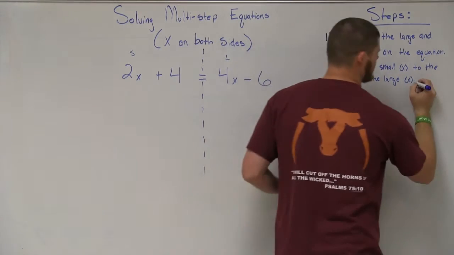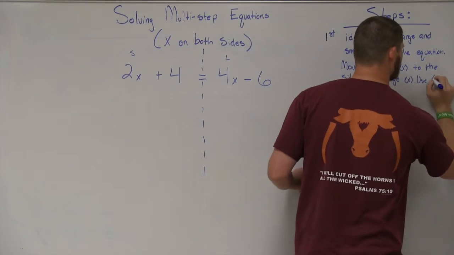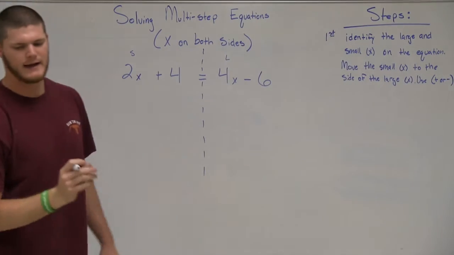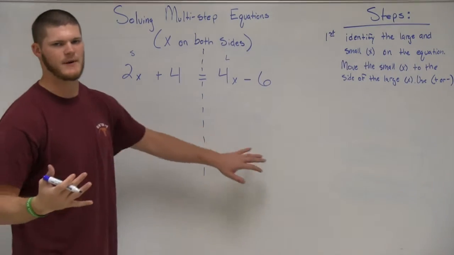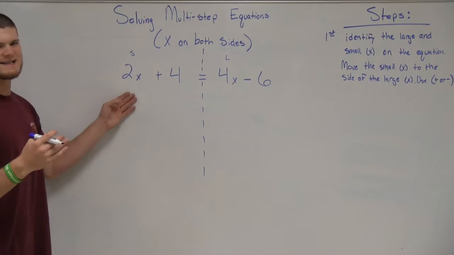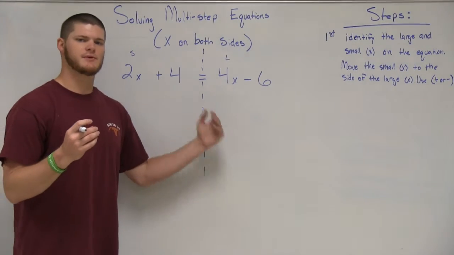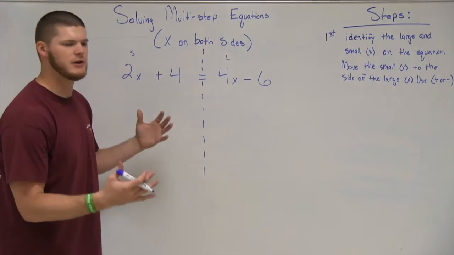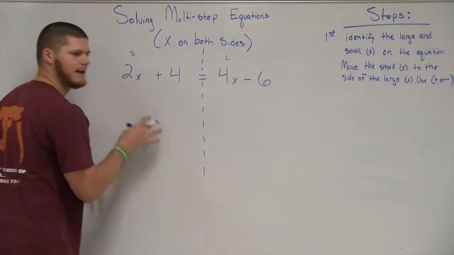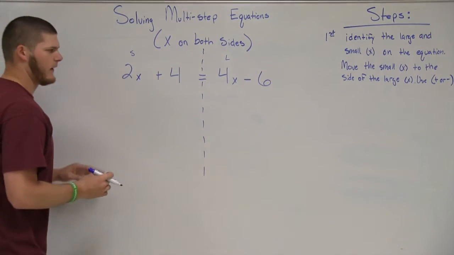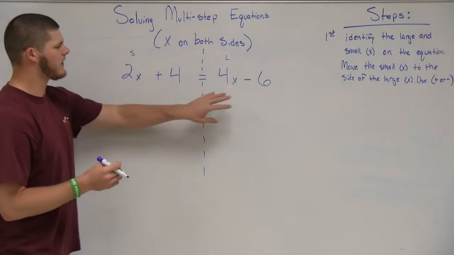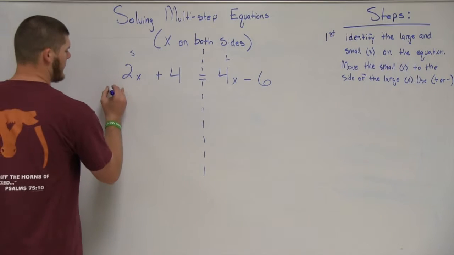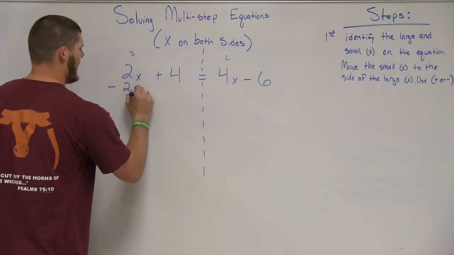And to do this, we are going to use addition or subtraction. This is a lot like getting rid of an addition or subtraction in a single step equation. If we have a positive number, we would subtract it to move it. If we have a negative number, we would add it to move it, because what we're trying to do is cancel it on one side and move it to the other. So here, if we're going to move our small x to our big x, we have a positive 2x.